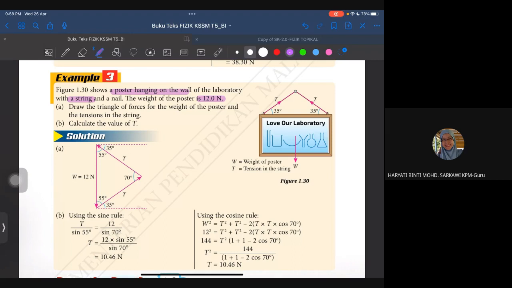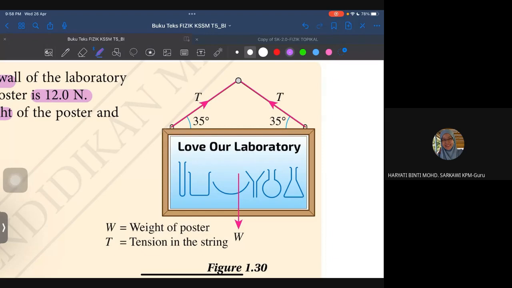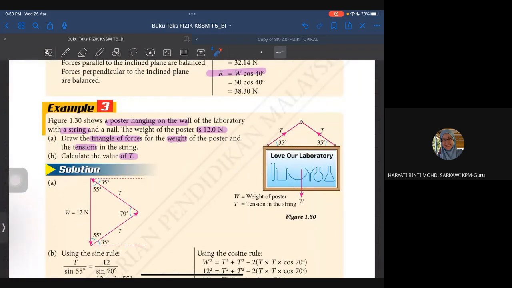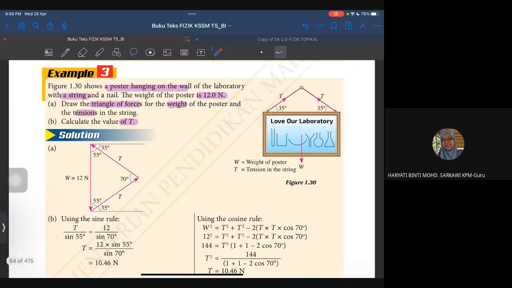First question, draw a triangle of forces for the weight of the poster and tension. Then you calculate T. First you need to draw a free body diagram, so you need to label the forces acting on the system. There are 3 forces. Remember W will always be 90 degree to the ground. So this is your W. And then tension in the string. The angle is given, right? Then draw the triangle of forces. You can start with W, and then your T, and then another T.